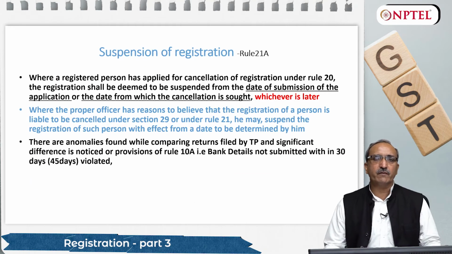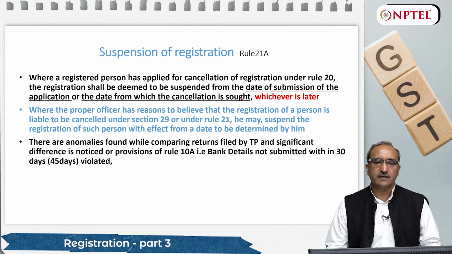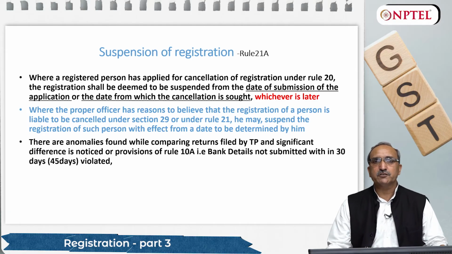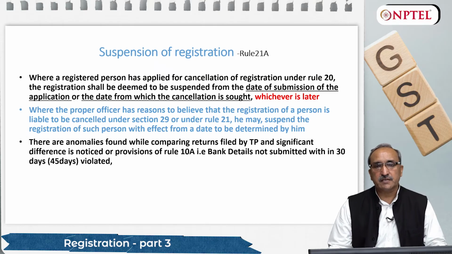So friends, once you have applied for cancellation of registration, it has some impact with immediate effect. Your registration number will be suspended and you will not be in a position to undertake business transactions from the date of suspension. The provision says, where a registered person has applied for cancellation of registration under Rule 20 of the CGST Rules, the registration shall be deemed to be suspended from the date of submission of the application or the date from which the cancellation is sought, whichever is later.